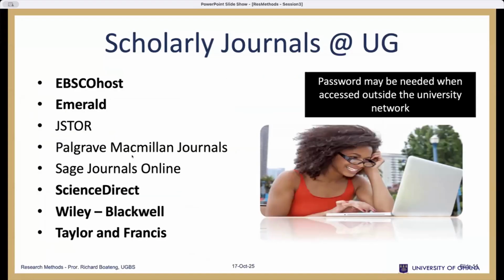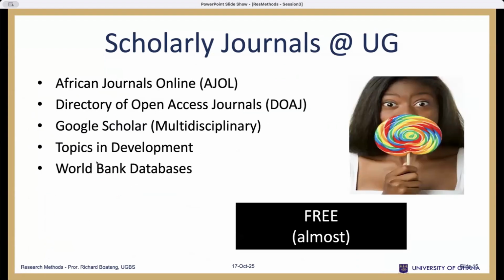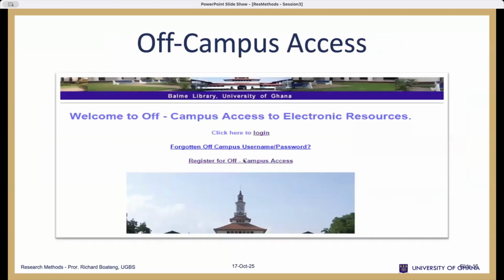Let me check. So these are some of the databases that are relevant: EBSCOhost, Emerald, Palgrave, Sage, Science Direct, Wiley, Taylor and Francis. These are the ones which are more common to us. But the other ones which are also good are Google Scholar and African Journals Online. These are relatively free. You can use these ones too.